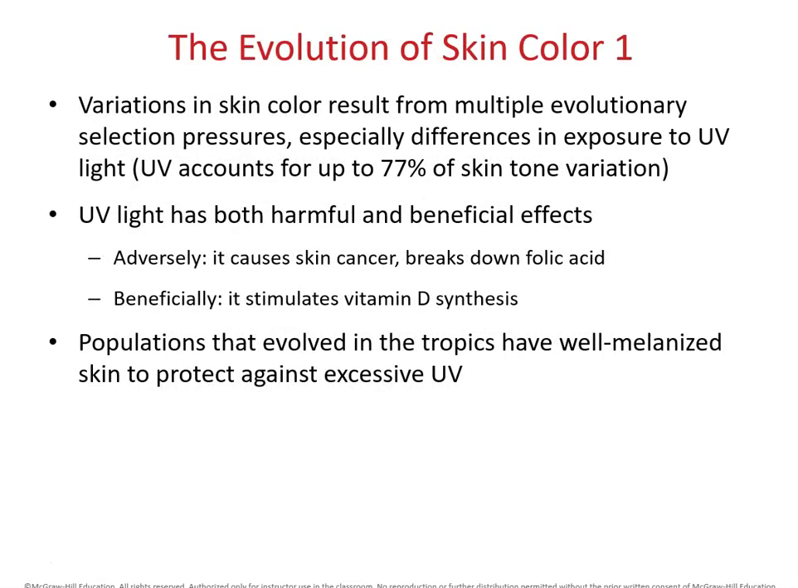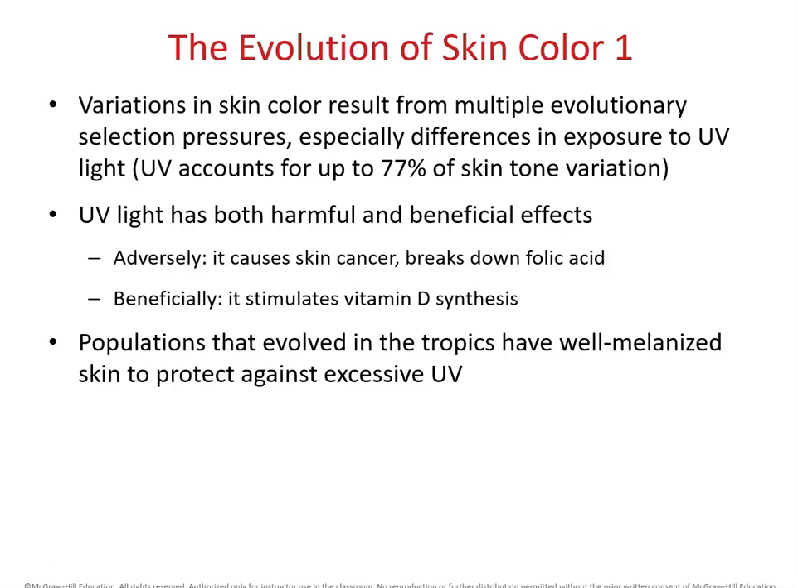Now we're going to talk about how humans got different skin colors. UV radiation and exposure to UV light accounts for 77% of skin tone. This UV exposure protection is the predominant explanation, the predominant theory for why different geographic regions evolved with different skin tones.